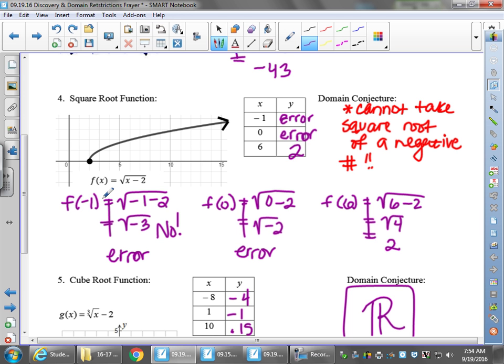Good. Discovery complete. Let's get conclusions all in one place. Can I have volunteers to pass this out? So keep out your warm-up and keep out your discovery, and we're going to get all of our conclusions onto one piece of paper.